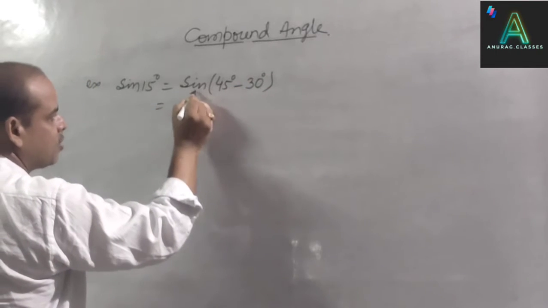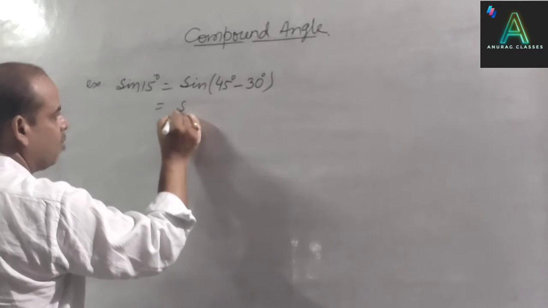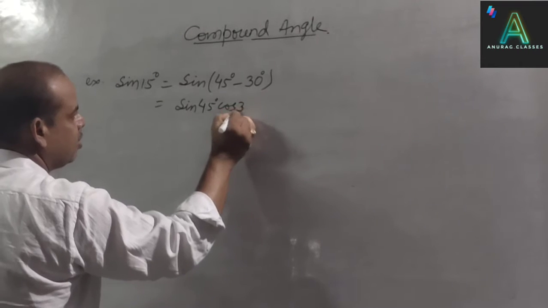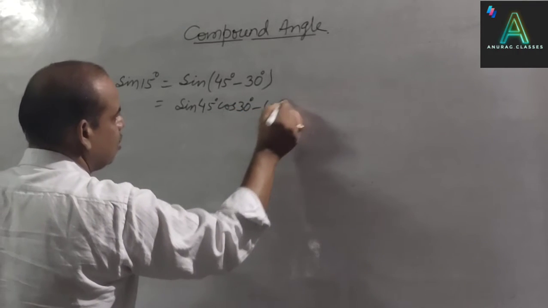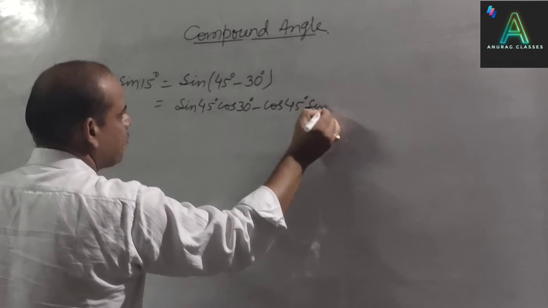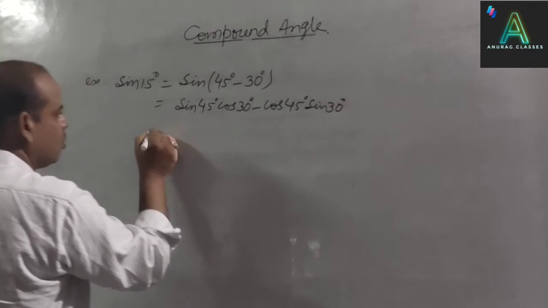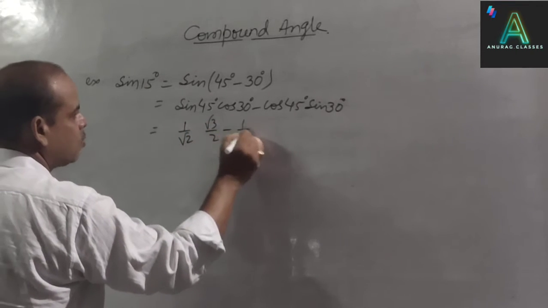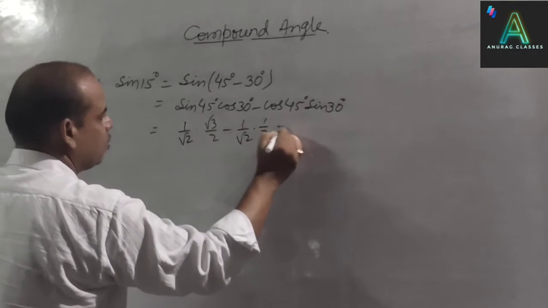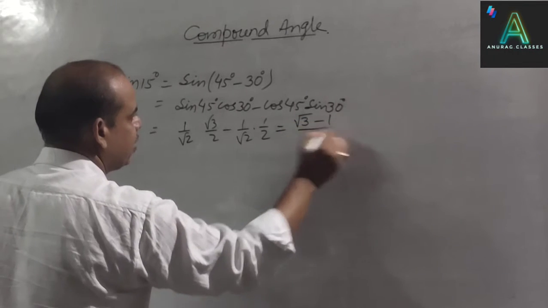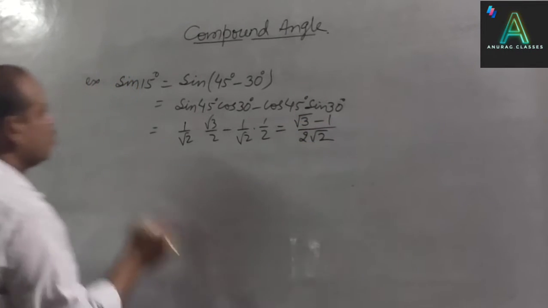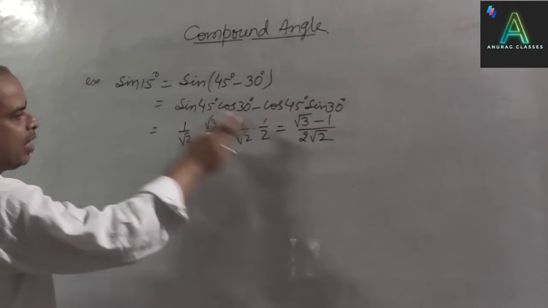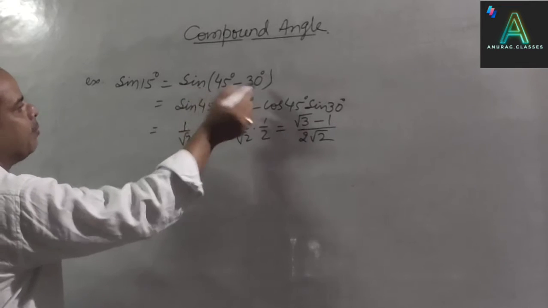It will take the form sine A minus B, and the formula for sine A minus B is sine A cos B minus cos A sine B. So it will be 1 by root 2 into root 3 by 2 minus 1 by root 2 into 1 by 2, and that will be root 3 minus 1 by 2 root 2. So this is the value of sine 15 degree. We have calculated the value of sine 15 degree by using the formula of sine A minus B.